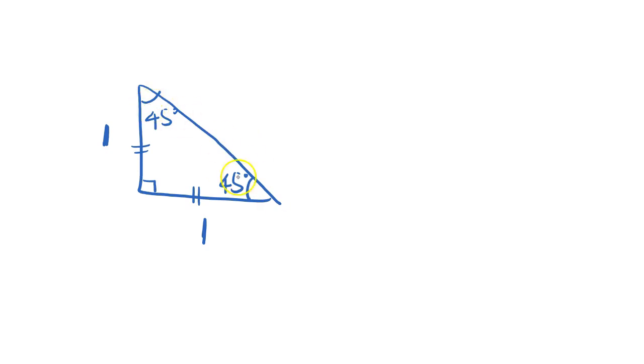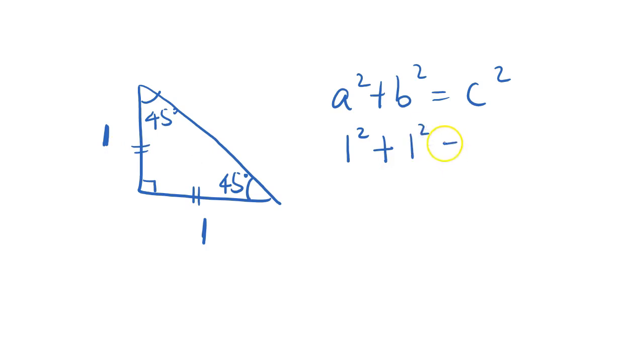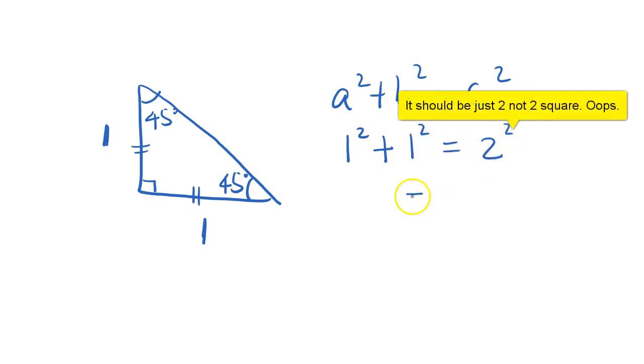So how do we find the hypotenuse of this triangle? Well, the Pythagorean theorem says a squared plus b squared equals c squared. So in this case, 1 squared plus 1 squared is going to equal c squared. So we know that the hypotenuse, which is c in this case, is going to be root 2. So we know it's root 2.